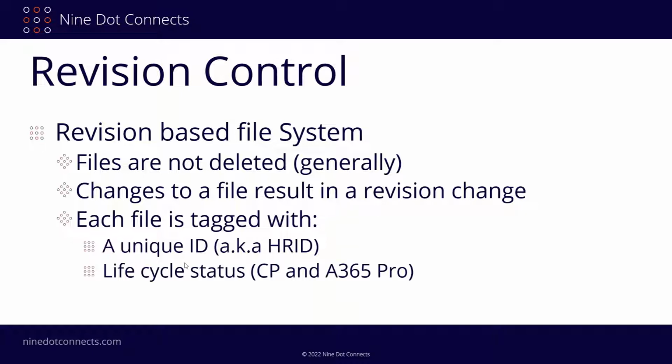You also have the lifecycle status. Again, this is for Concord Pro or Altium 365 Pro. And you also have a revision scheme that's associated to it as well. Once this gets saved to the server, these things cannot be changed. And there can be some issues with this, because if you pick the wrong lifecycle status or the wrong revision scheme, unless you fix that immediately, that file is always going to have these things associated with it, and that becomes problematic later on if you're trying to clean things up.